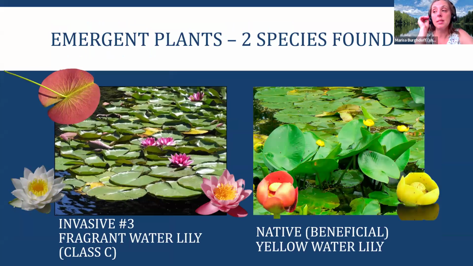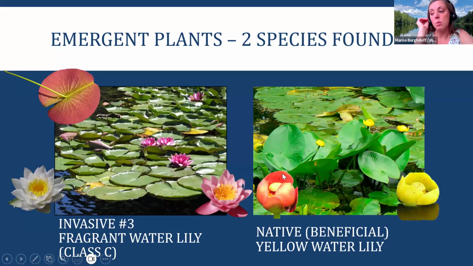Moving on to emergent plants, we had 2 species found. One of them you are all very familiar with. It's invasive fragrant water lily. Invasive fragrant water lily is denoted by the pink or white flower, and it has a very round pad. It is a Class C noxious weed, meaning it's widespread. I think we have 24 lakes in the county that we know of that have it. There's probably more. So it's very widespread and can be very problematic.